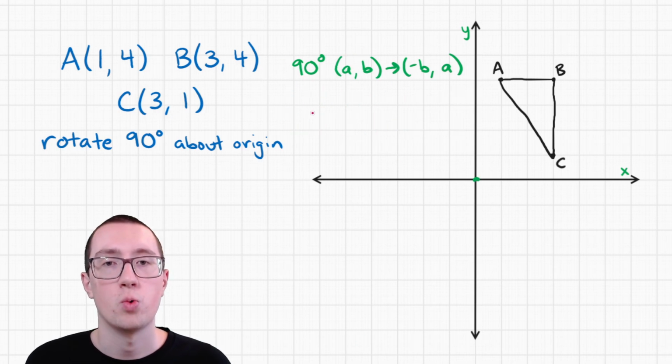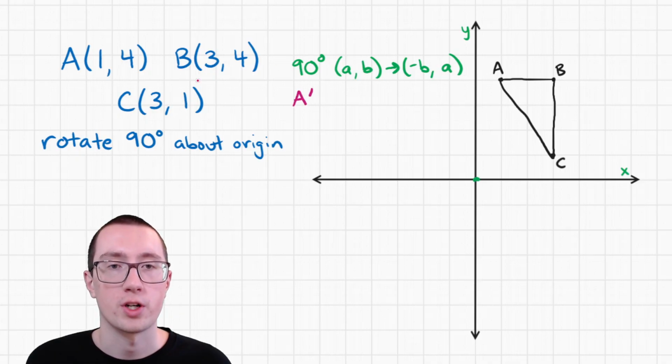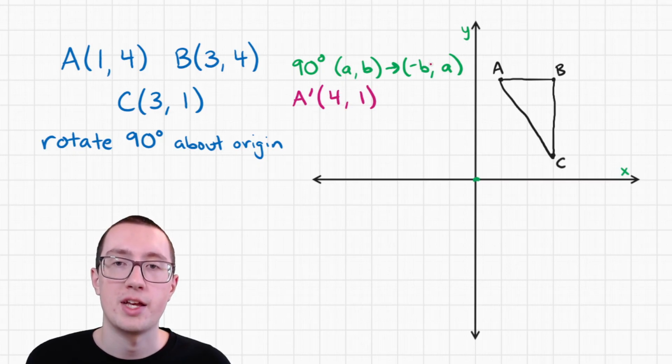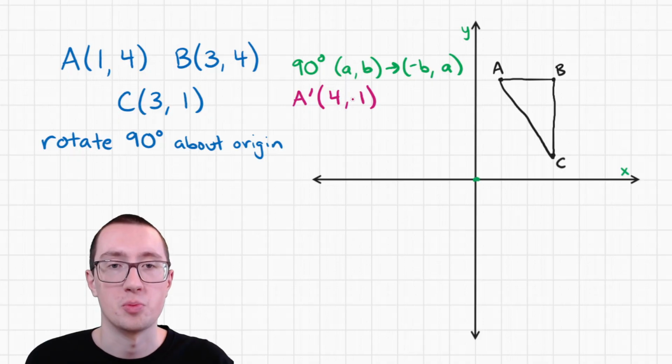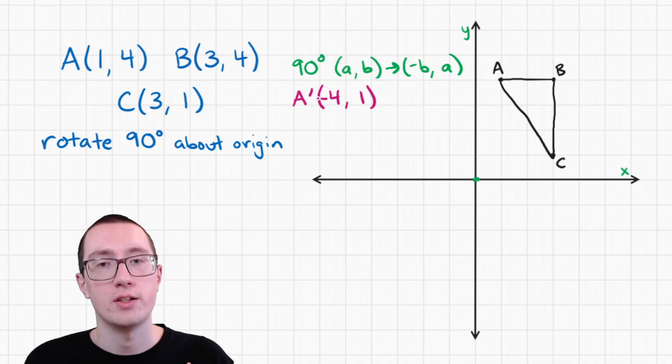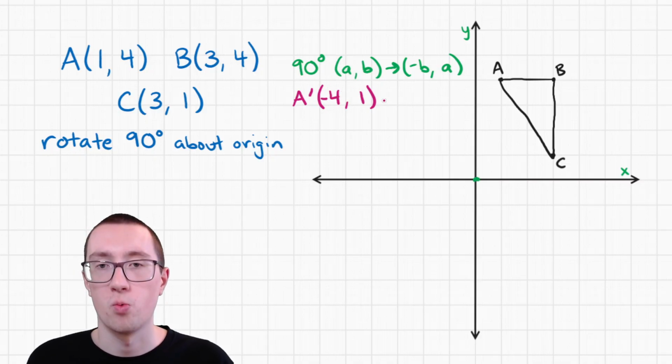So first, let's find out what A prime is going to be. We're going to take A, which is 1, 4, and we're going to start by swapping them because instead of AB, we have BA. So instead of 1, 4, we're going to have 4, 1. And then it also says that we need to make B negative. Remember, B is over here now. B is 4, so the first number is going to become negative. So our point for A prime is negative 4, 1.